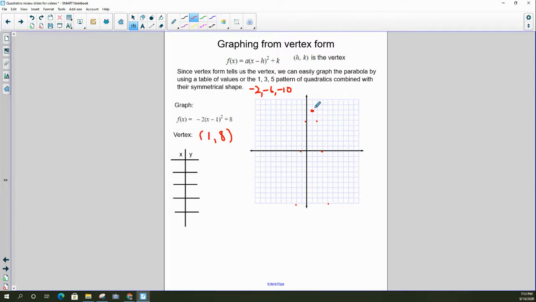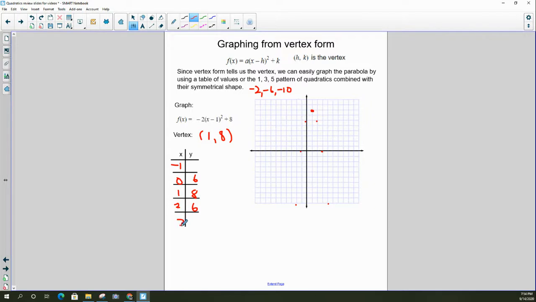All right, and so this parabola is going to be upside down because the a was negative. Again, I could check that over here. Plug in a couple points less, a couple points bigger. So if I plug in 2, 2 minus 1 is 1, 1 squared is 1. 1 times negative 2 is negative 2. Negative 2 plus 8 is 6. Again, just following the order of operations. So you could check (2, 6), (0, 6).